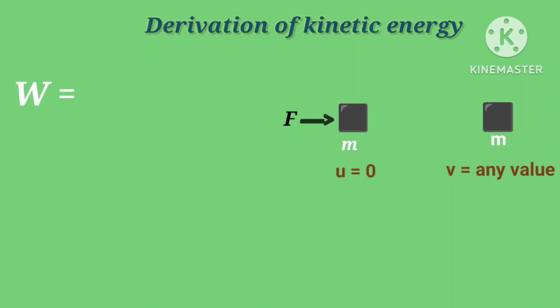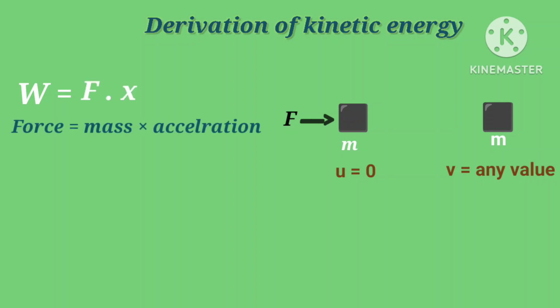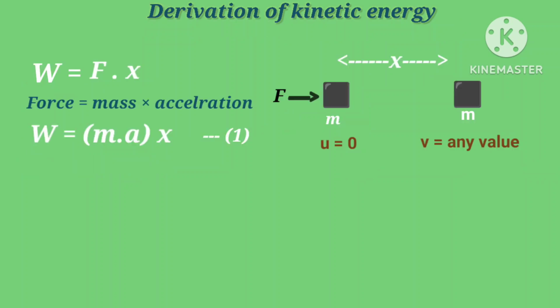Let's find the work done first, which has the formula W is equal to F dot x, and the value for force is equal to mass times acceleration. Now put it in the equation. We have W is equal to ma into x. Here x shows the displacement which the object gets after applying force. So this is our first equation, which is W is equal to ma dot x.